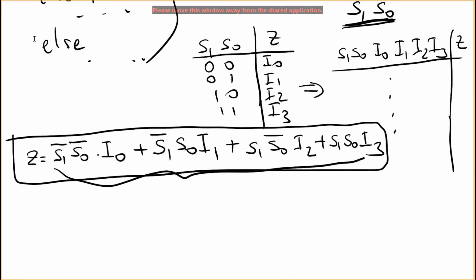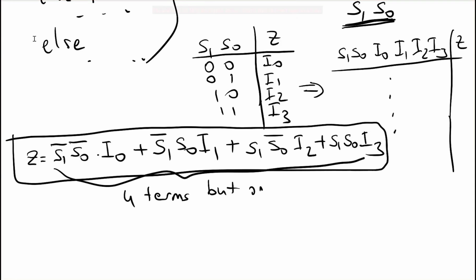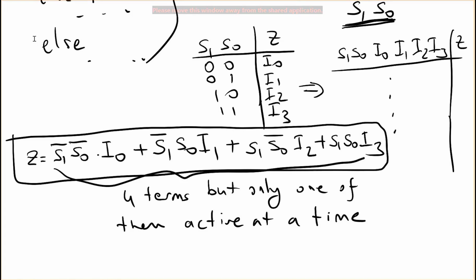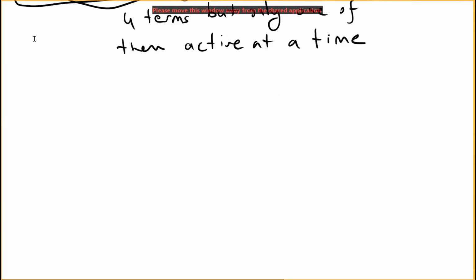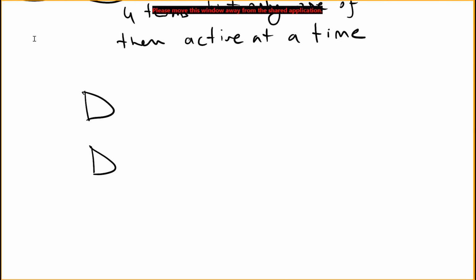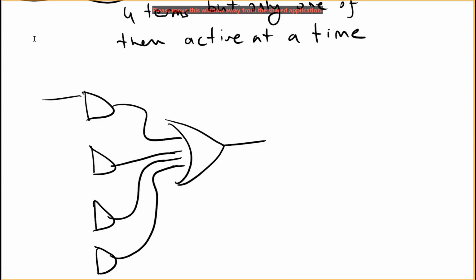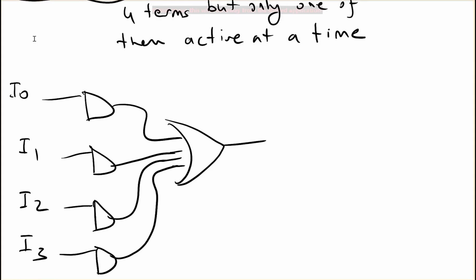So this is my Boolean function for this 4 to 1 multiplexer, right? As you see, we have 4 terms here, but only one of them is active at a time. So I am only selecting one term out of 4 terms, right? And these select signals are making sure I only select one term. You cannot select 2 terms at the same time because only one of these select signal outputs is 1, the others are 0. So if I would like to draw the circuit for this, I will be having 4 AND gates. And these AND gates will be ORed together because I will be selecting only one of them. So this will be my I0, this will be my I1, I2 and I3.